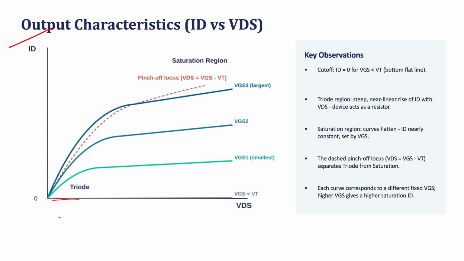So see here the output is going to be 0. So in the triode region, what is the triode region? So this will be the triode region. So there is an increase in the current according to the voltage we have given.